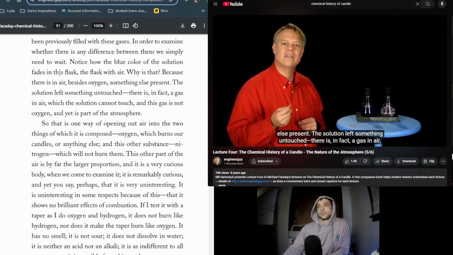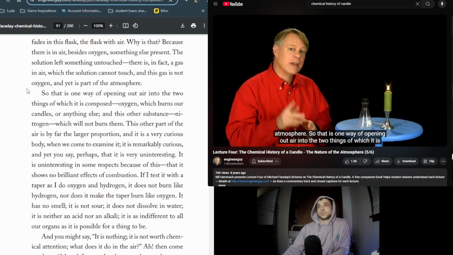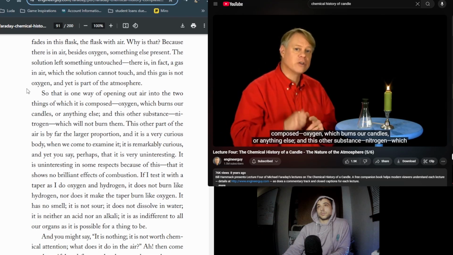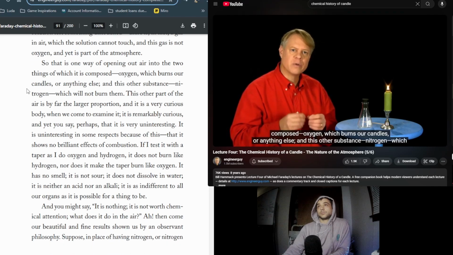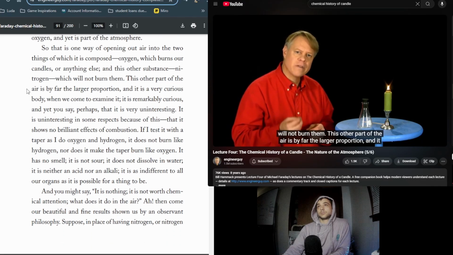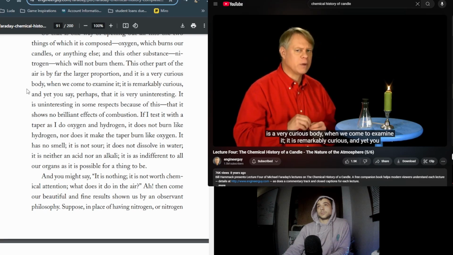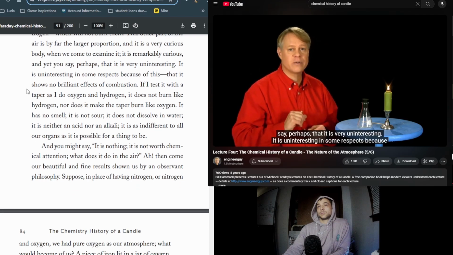There is in fact a gas in air which the solution cannot touch, and this gas is not oxygen and yet is part of the atmosphere. So that is one way of opening out air into the two things of which it's composed: oxygen, which burns our candles or anything else, and this other substance, nitrogen, which will not burn them. This other part of the air is by far the larger proportion, and it's a very curious body when we come to examine it. It is remarkably curious, and yet you say perhaps that it's very uninteresting.